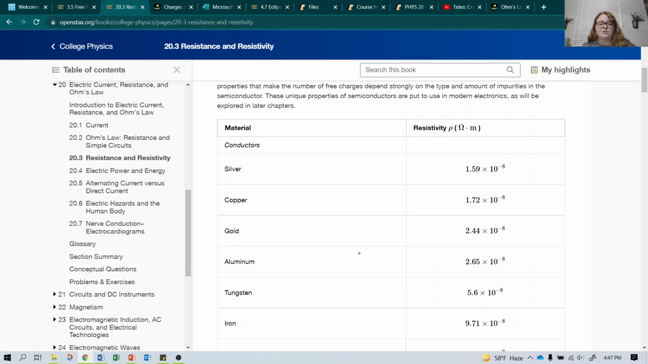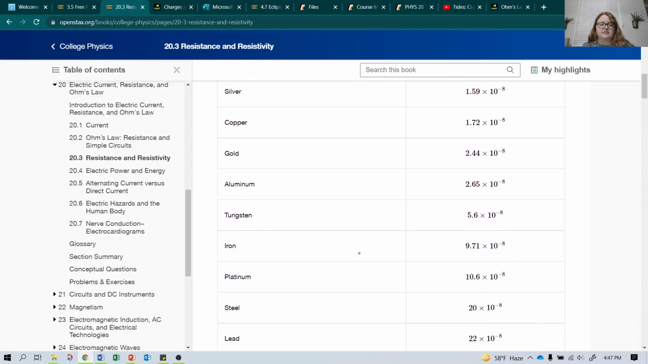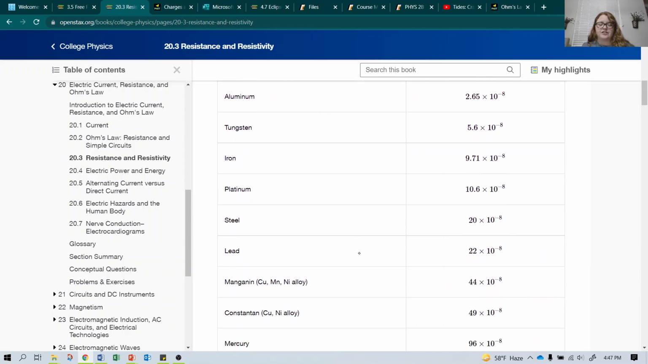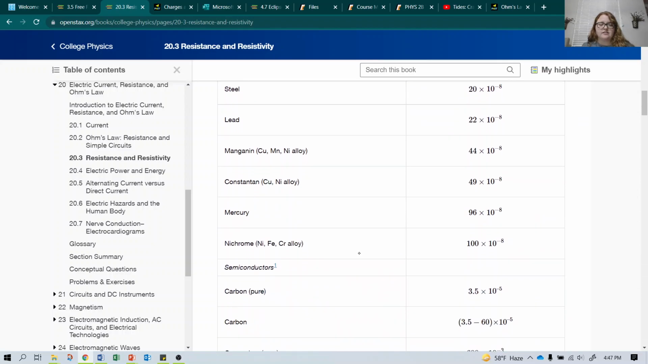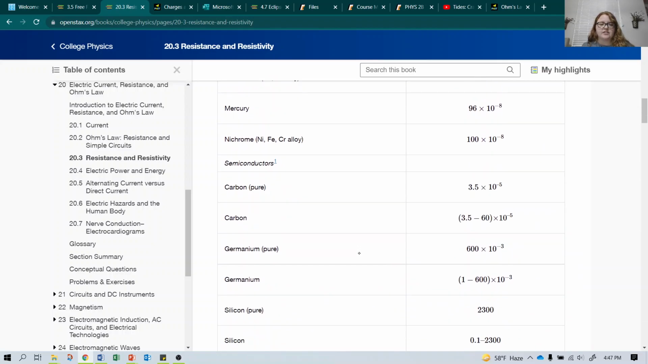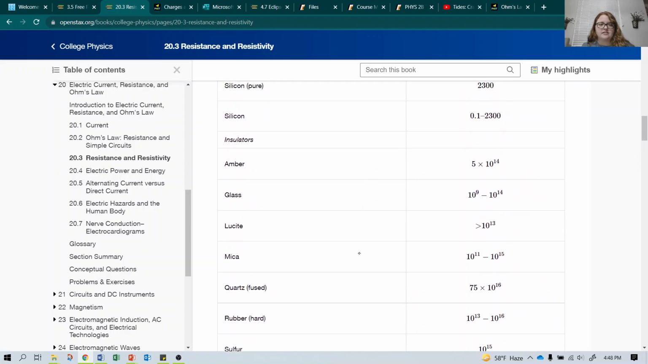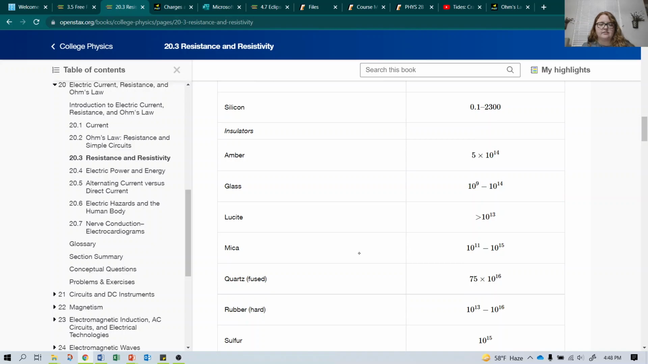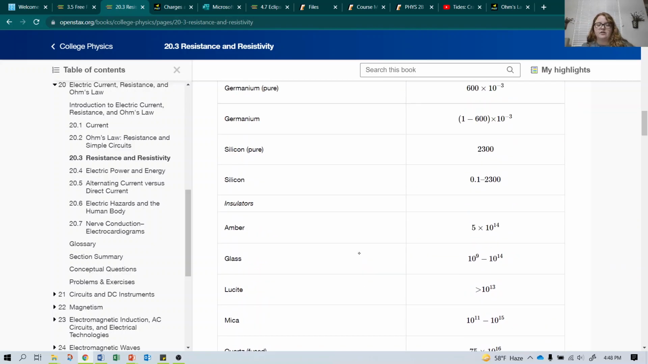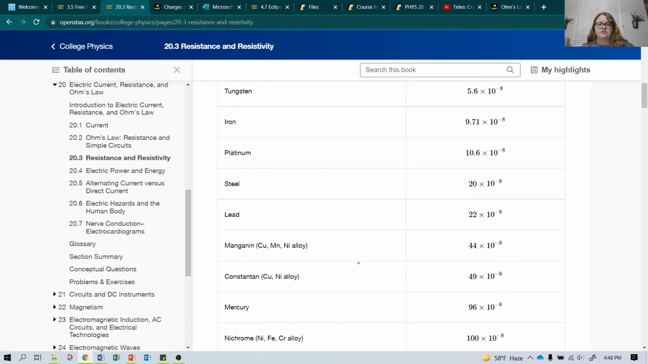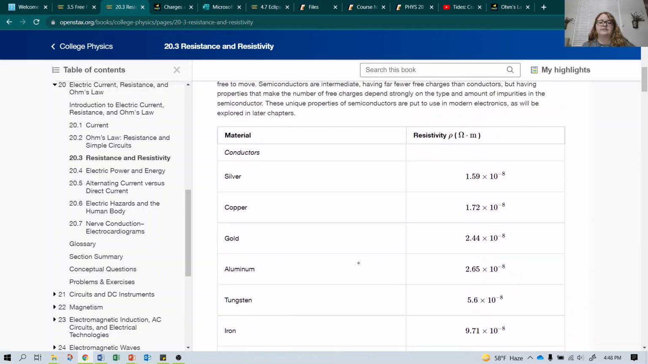And so we can see a lot of different conductors here. They're very good at transferring the charges, and then we've got semiconductors here, and then insulators here, okay? So these are all the values of rho, or the resistivity, okay?